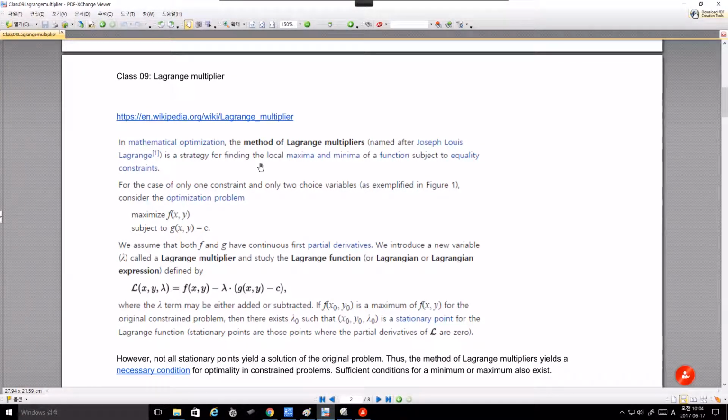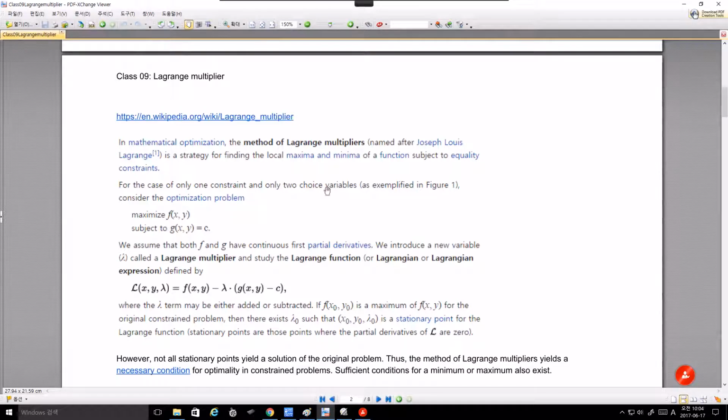So we can use this Lagrange multiplier method when we want to optimize a function subject to some constraint. For the case of only one constraint and only two choice variables, x and y, as exemplified in figure 1, consider the optimization problem: maximize f(x,y) subject to g(x,y) = c.